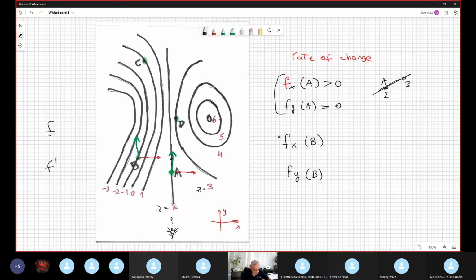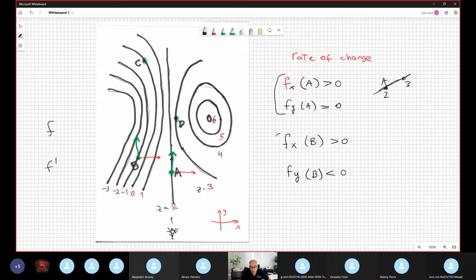At the point B, is F sub Y positive or negative? What do you think? At the point B, when you're moving in the direction X, I see the level curve increasing. Actually, at the point B the level curve is negative 1, then 0, positive 1. So it's obvious it's increasing, yes or no? Not too fast, but increasing. However, when you're moving in the direction Y, you move from level curve negative 1 to negative 2 and negative 3. So it's decreasing.